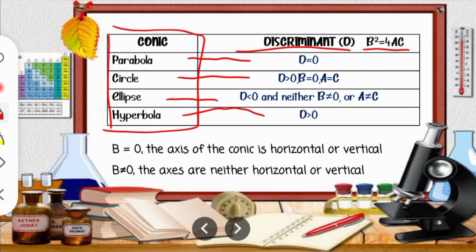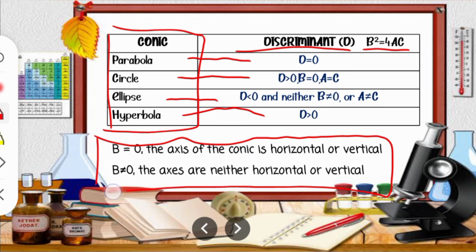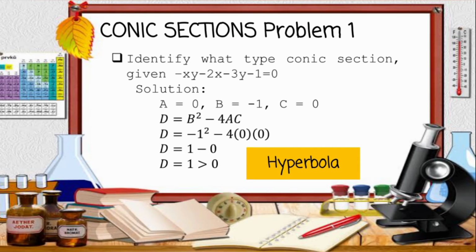So remember that if B is equal to 0, then the axis of the conic is horizontal or vertical. And if B is not equal to 0, the axes are neither horizontal nor vertical. For more understanding, we have some examples.